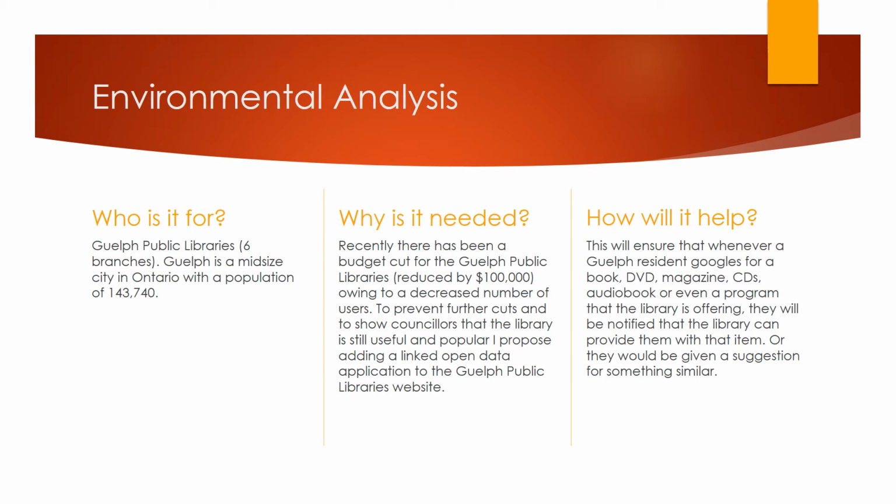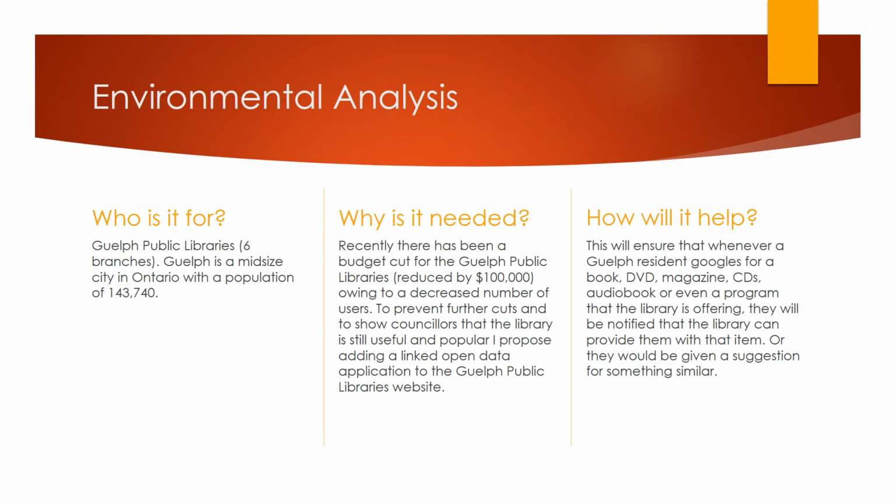So, environmental analysis. This application will be made for the Guelph Public Library, so that's 6 branches in total. Guelph is a mid-sized city in Ontario with a population of 143,740. So why is it needed? Well, recently there's been a budget cut for the Guelph Public Library, so their budget was reduced by $100,000 because they had a decreased number of users. So to prevent further cuts and to show counselors that the library is still useful and popular, I propose adding a linked open data application to the Guelph Public Library's website.